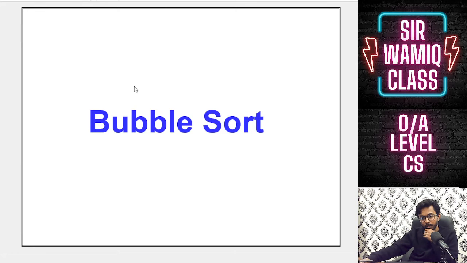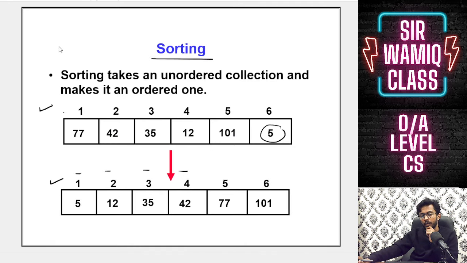Okay, in today's class we are going to discuss bubble sorts. Bubble sort is an example of a sorting algorithm, and what it does is that it takes an unordered collection of items, an unordered collection of lists, and makes it into an ordered one.